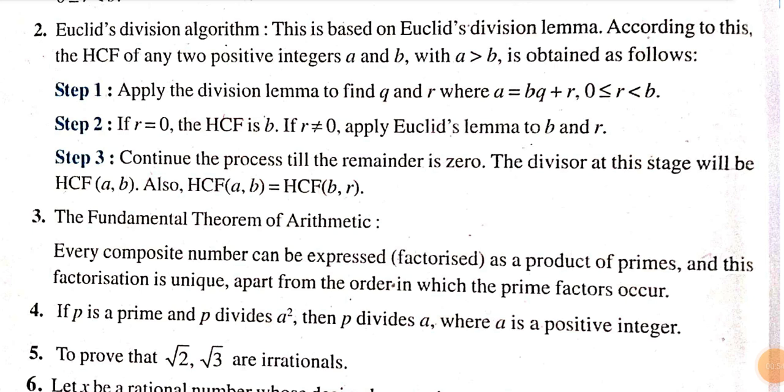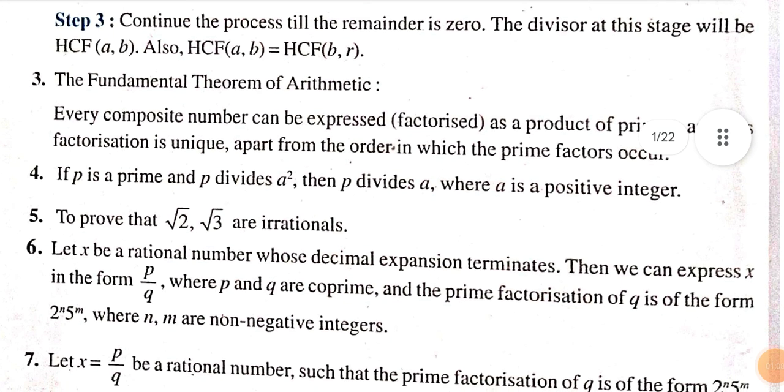Step 2. If r is equal to 0, the HCF is b. If r is not equal to 0, apply Euclid's lemma to b and r. Step 3. Continue the process till the remainder is 0. The divisor at this stage will be HCF of a and b. Also, HCF of a and b is equal to HCF of b and r.